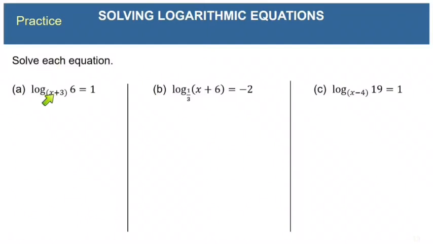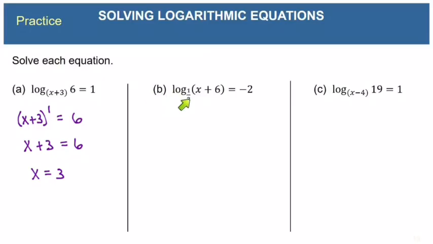This one says log base x plus 3 of 6 equals 1. So let's write this in exponential form. We'll have x plus 3 to the first power equals 6. And now the first power means that we really don't even need the parentheses. So we've got x plus 3 equals 6. Just subtract 3 from both sides and x equals 3.